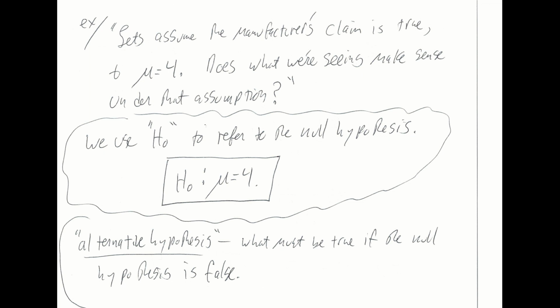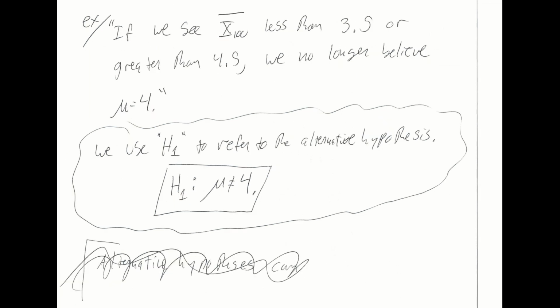The alternative hypothesis, as we said a moment ago, is what must be true if the null hypothesis turns out to be false. For instance, our rocket builders might say that if we see this sample mean for a sample of size 100, this average mass of these 100 bolts, to be either less than 3.5 or greater than 4.5, then we no longer believe the manufacturer's claim that the average is 4. We use H sub 1, or H1, to refer to the alternative hypothesis. H1 here says that mu is not equal to 4. H naught says mu is equal to 4. H1 says mu is not equal to 4. It could either be bigger than or less than 4.